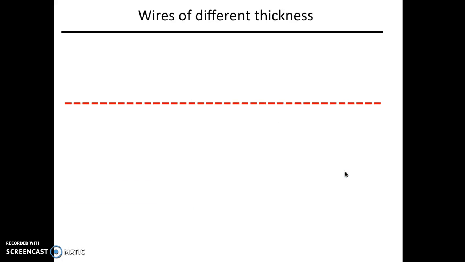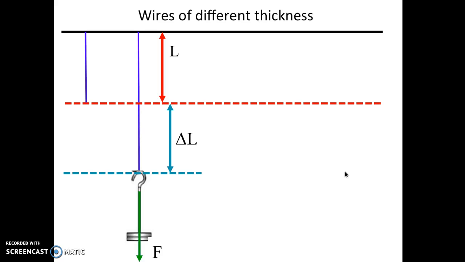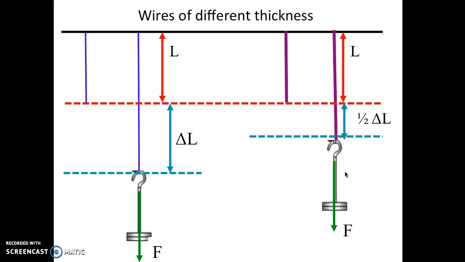Again, I can look at this for wires of different thicknesses. So I start with a wire of a particular thickness and it has a length L. I apply a force and I get a change in length delta L. If I take a wire of twice the thickness, so twice the amount of material available to resist the deformation, when I apply the force I would get half the amount of extension. So for the same force I'm seeing half the amount of extension, the reason being that there is more material available to resist the deformation.